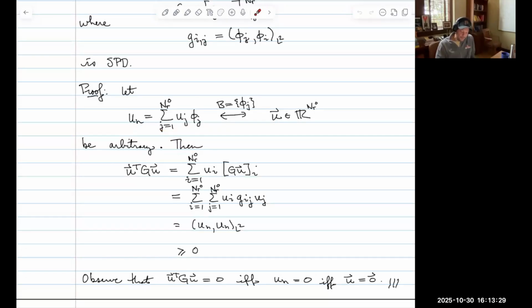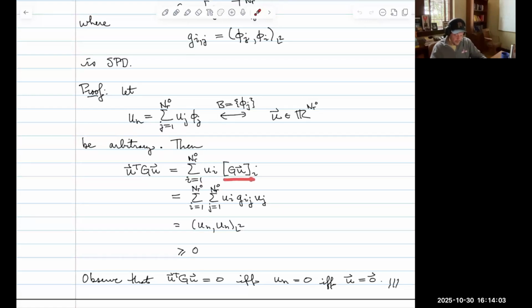Then I'm going to make this bilinear form here, u transpose G u. Well, what is that? This is exactly the same as, in fact, I could write it a couple of different ways, but just through the definition of the dot product, it is just u_i times the ith component of Gu, sum from i equals 1 to N_R. So that's just the definition of the dot product.